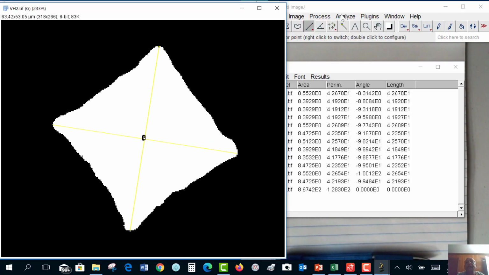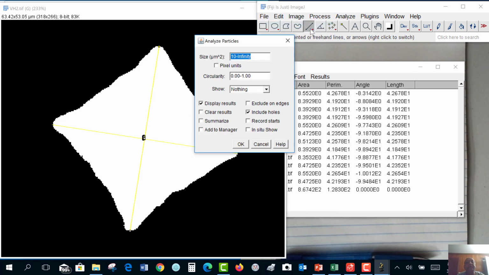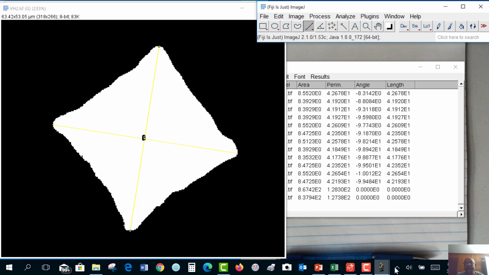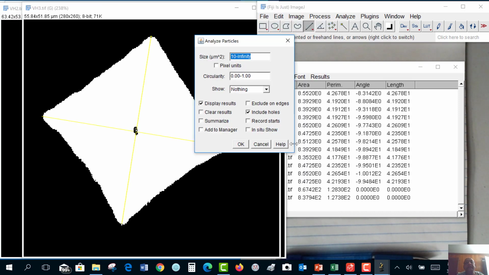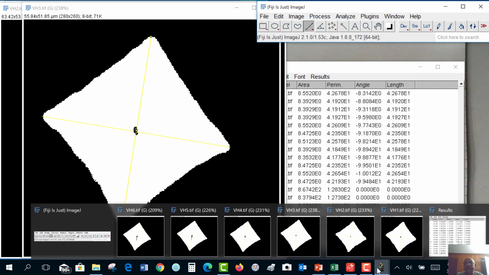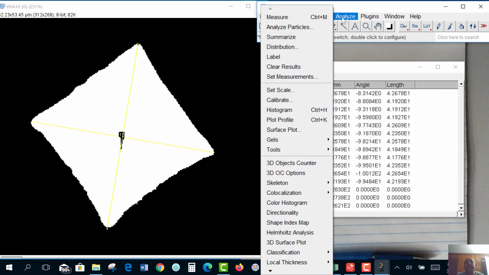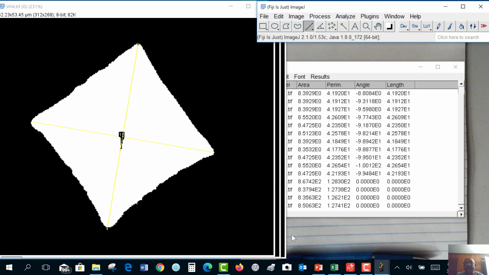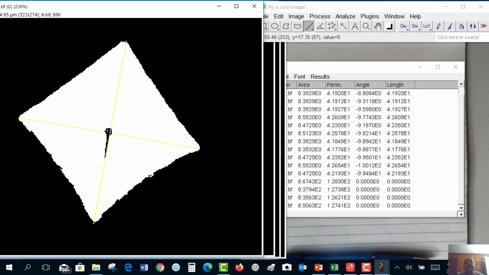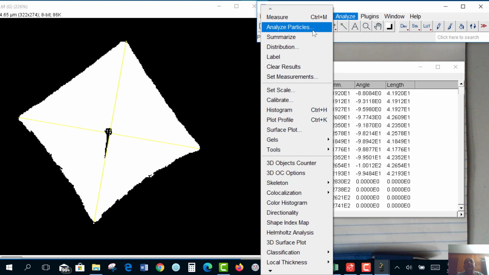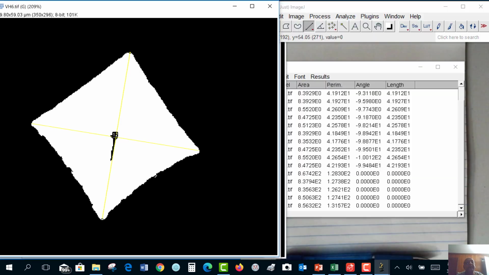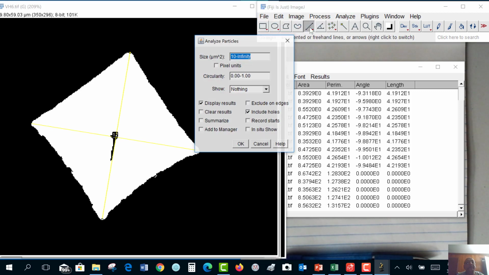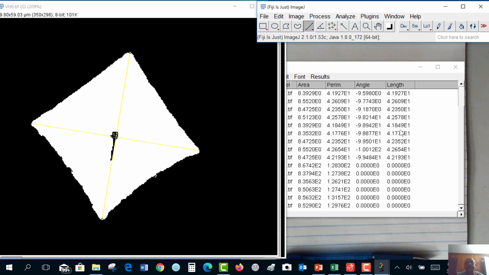2, analyze particles. Okay. 3, analyze particles. 4, analyze particles. 5, and then finally last one, 6. And here we are.